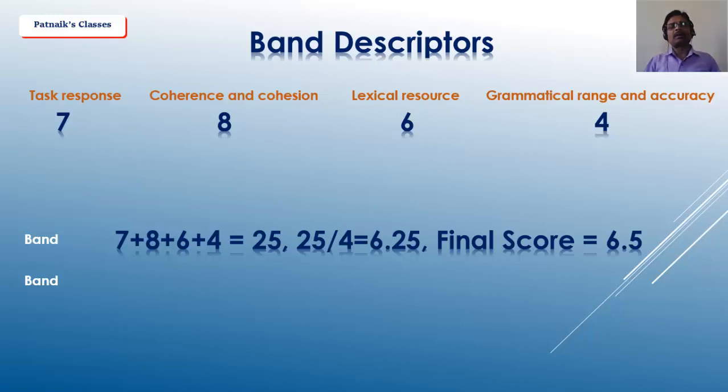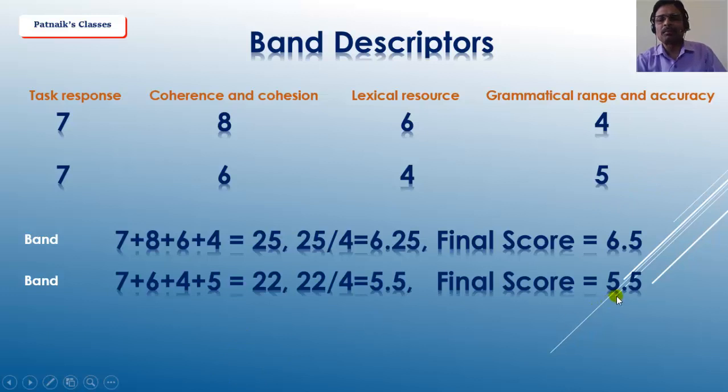Task 1, suppose a student has scored 7 in task response or task achievement, and in coherence and cohesion he scored 8 bands, lexical resource 6, and grammatical range and accuracy 4, then his score will be 6.5 in task 1. Similarly for task 2, suppose the student scores 7 in task response, 6 in coherence and cohesion, lexical resource 4, and grammatical range and accuracy 5, then how much will he be scoring? He will be scoring 5.5 in task 2. Got my point? 5.5 in task 2.